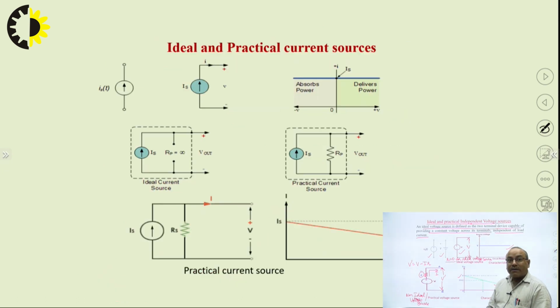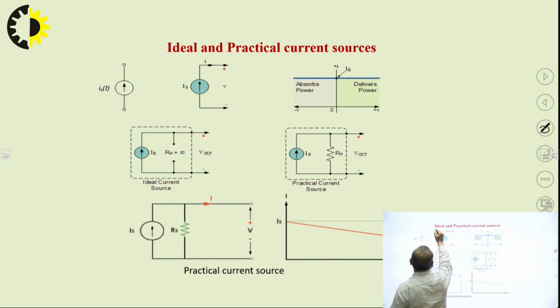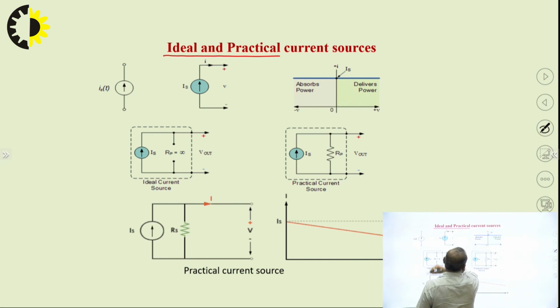Next we have the category of current source, which is another type of energy source. Basically, energy sources are those which provide energy to the circuit, and they are categorized into voltage and current sources. In current source again we have two categories, ideal and practical or non-ideal current source.